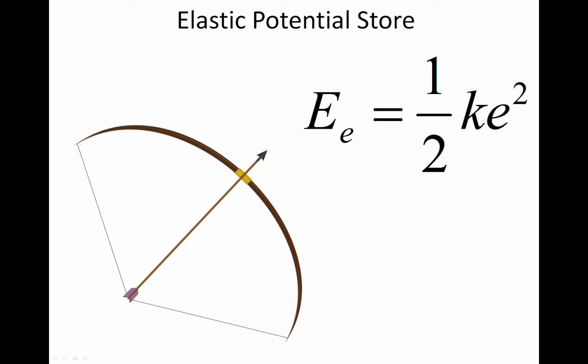Elastic potential store. This is the energy store associated with an object's ability to be stretched or squashed and then return to its original shape. So we have an equation for this.